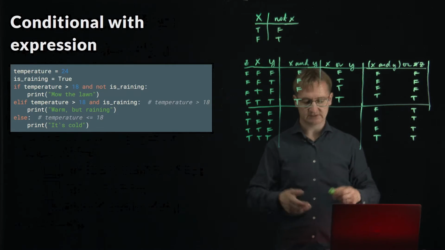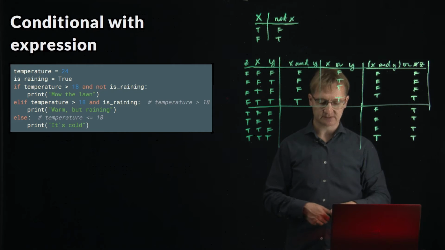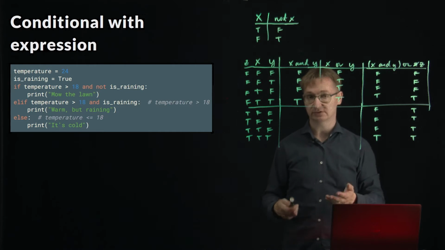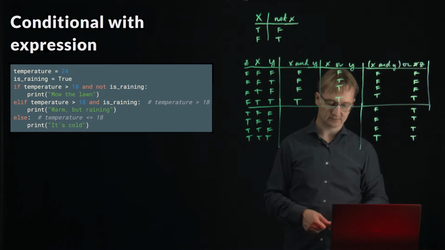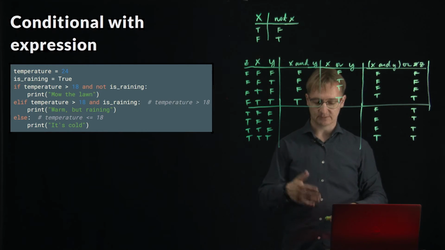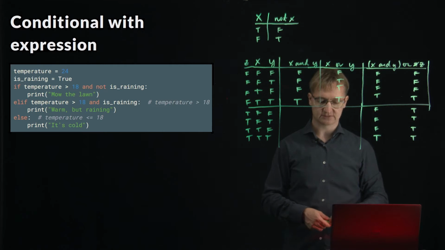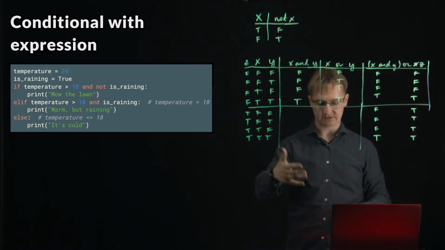And here is an example where we have a conditional with an expression. So if the temperature is above 18 and it's not raining, because I don't want to mow the lawn if it's raining. And we use else if here, so it's one if statement with three different branches.